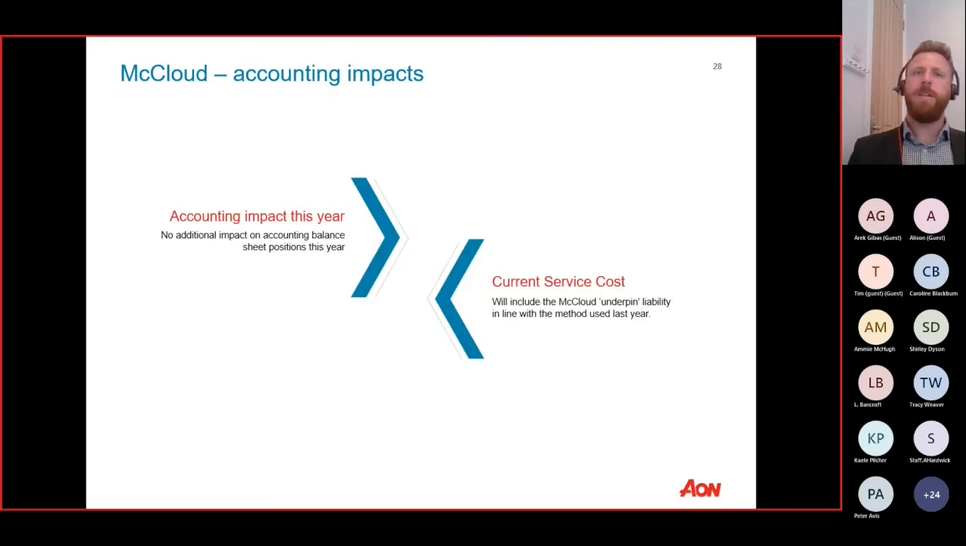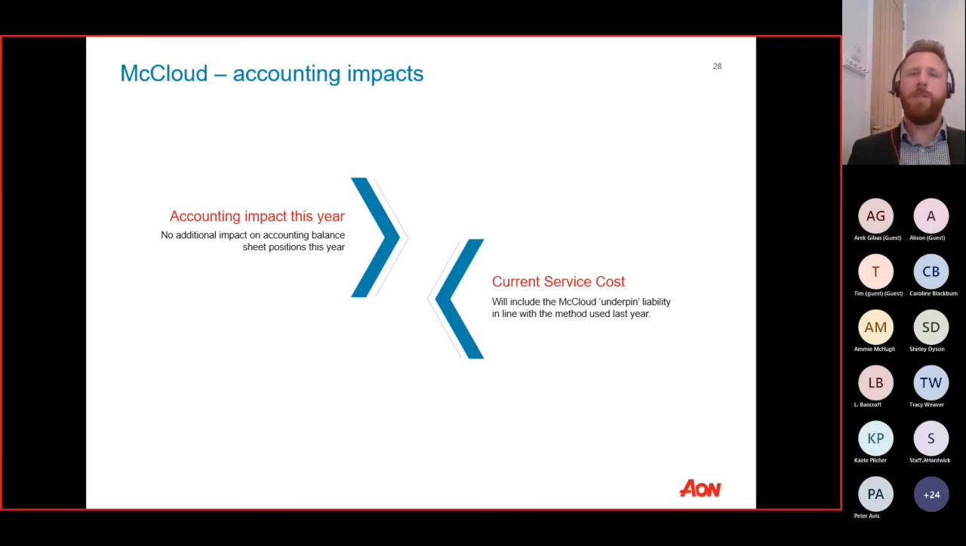So in terms of impacts this year, there's no additional impact on the accounting figures, as we've already allowed for the key elements of the government's proposed remedy last year. And because this year's figures are a roll forward from last year, that addition last year is kind of carried on then for any future roll forwards.